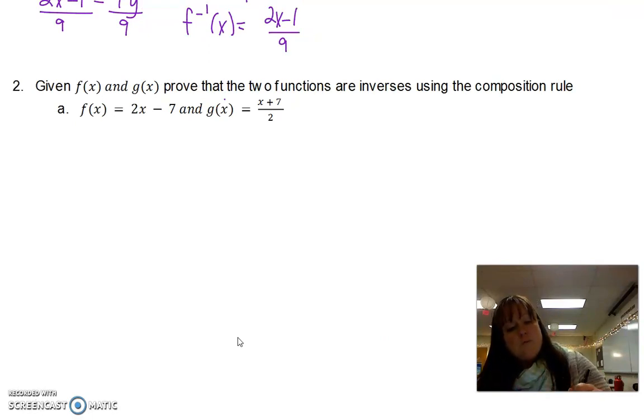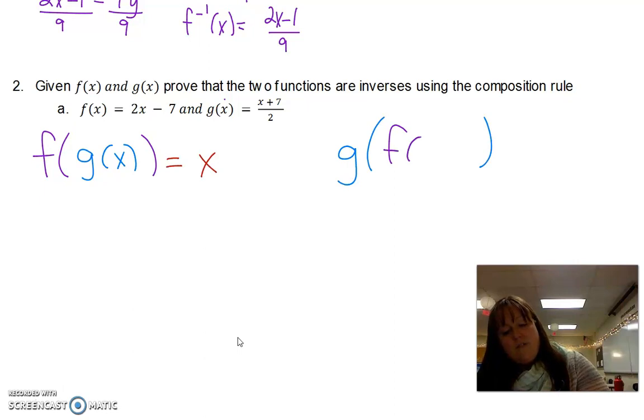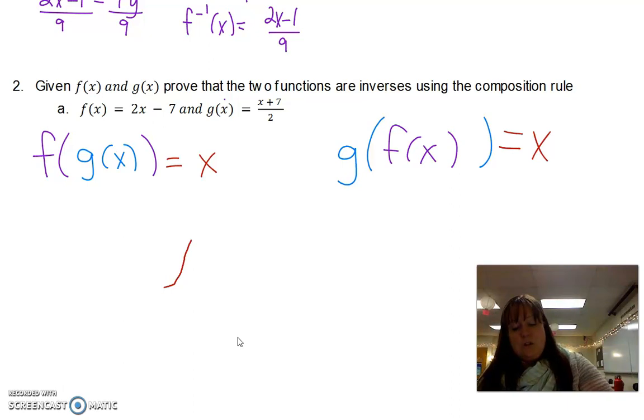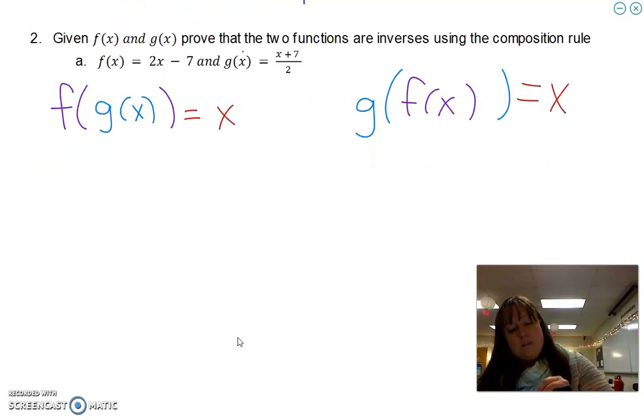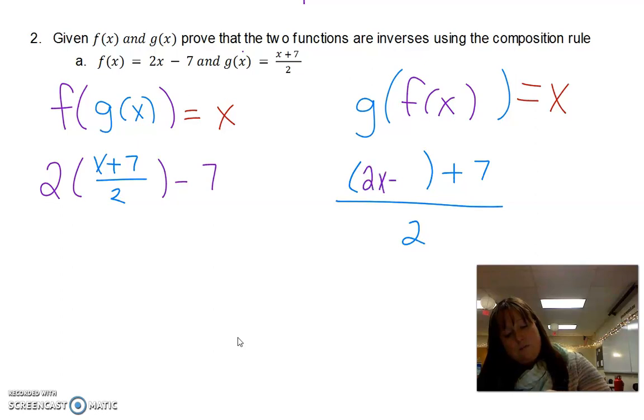So remember, the composition rule means I have to have f of g of x has to equal x, and g of f of x also has to equal x. So we have to test both of these. So let's start with f of g of x. So f is our outside function. g of x is our inside function, so g goes inside of f. And then in this one we would have f inside of g. And so f goes in here, 2x minus 7.